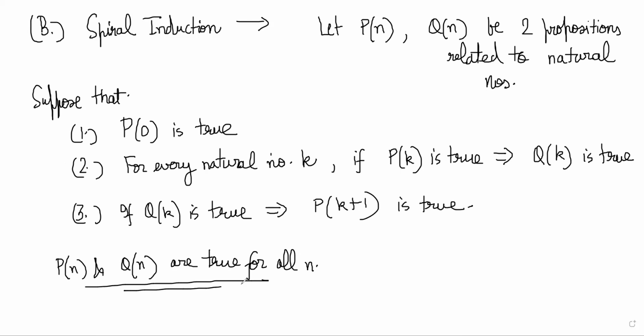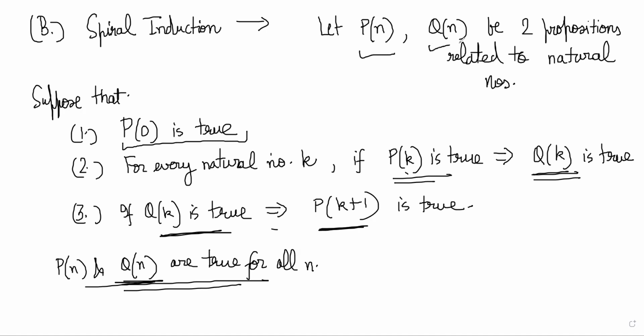So notice why it is called spiral induction. We start with the base case for P of 0. Then P of k being true implies Q of k being true. And from Q of k being true, we can go to P of k plus 1. So that basically completes the induction of P of n. And every time P of n is true, Q of n is true. So therefore Q of n is also true for all n. So this is called spiral induction for two propositions, P of n and Q of n. You have similar statements of spiral induction for more than two propositions also.